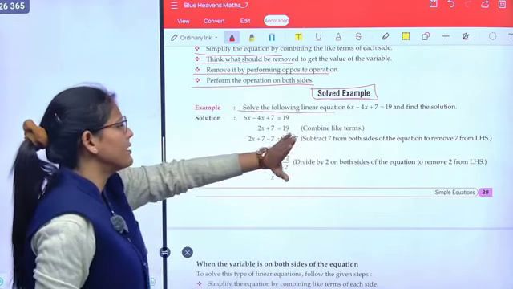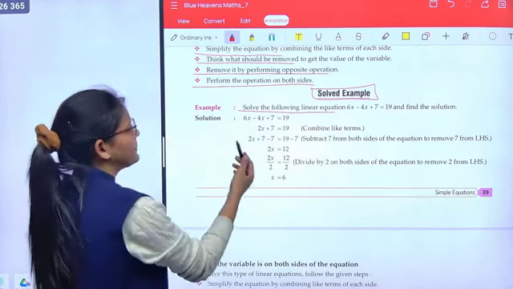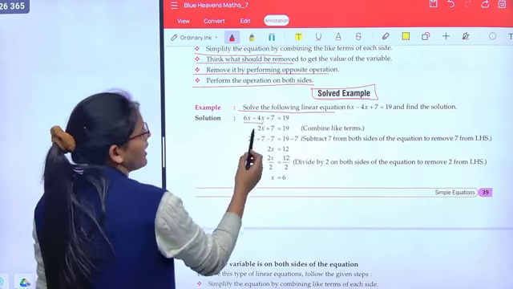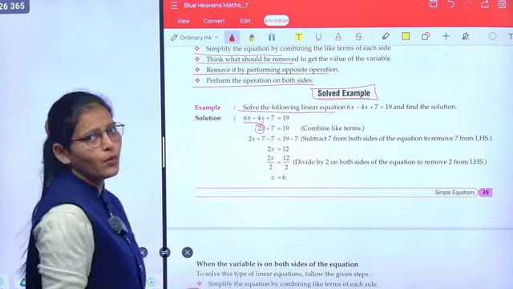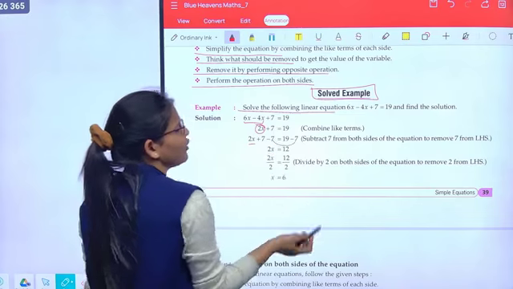Class, find the sum. Now class, ये क्या है क्लास? कंबाइन लाइक टर्म्स. हमने क्या किया उसमें? कंबाइन कर दिया उसको लाइक टर्म्स में. 2x, 6x minus 4x, 2x plus 7x is equal to 19. Now class, अब हम क्या करेंगे? 7 को माइनस कर देंगे.